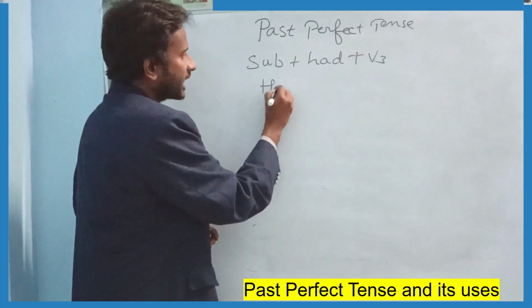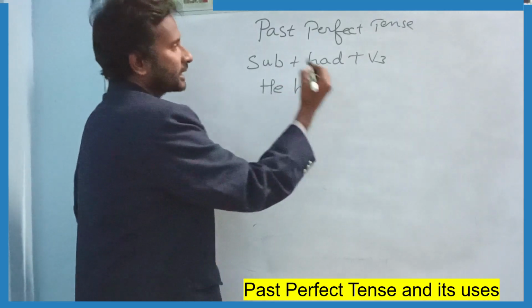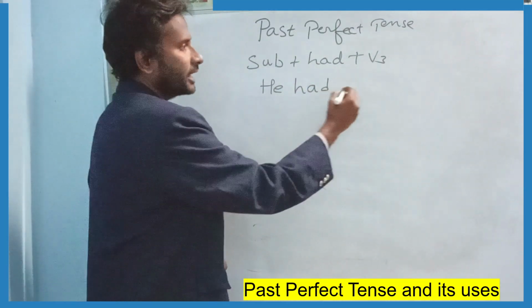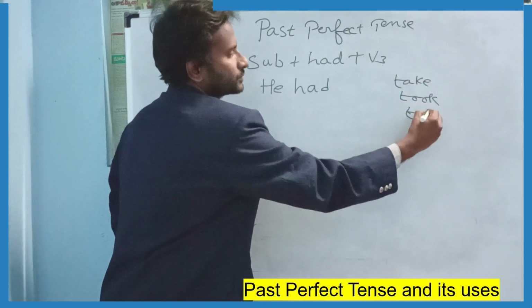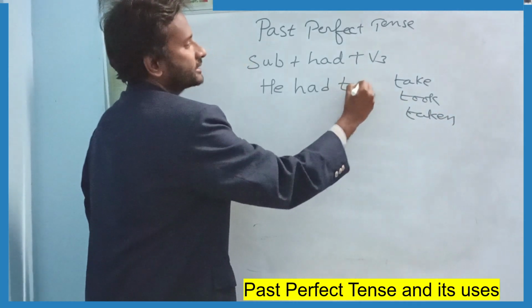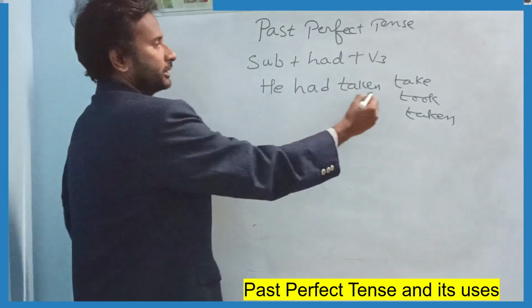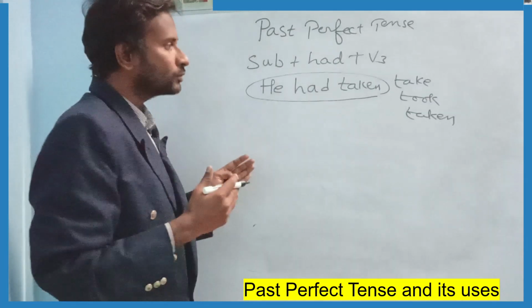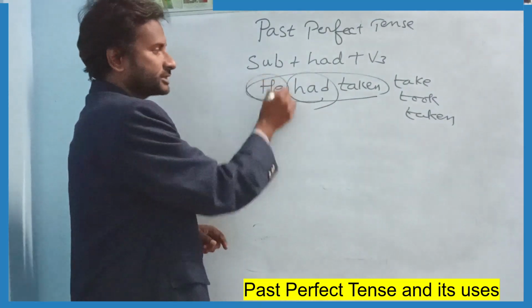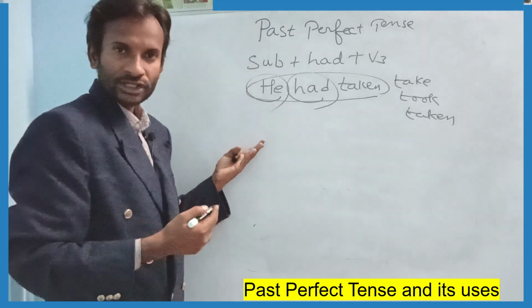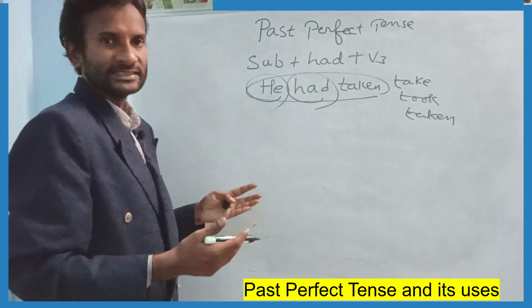For example, take any subject like he, she, it, they, you. So, he had V3. What is V3? Take, took, taken. This is V3. So, let us say he had taken whatever it may be, either book or lunch or pen. He had taken. This is a universal structure applicable to all the verbs, and everywhere had comes. If you want to change the subject, you can change it to she, it, you, they, we, I. So, subject plus had plus V3 is the structure.